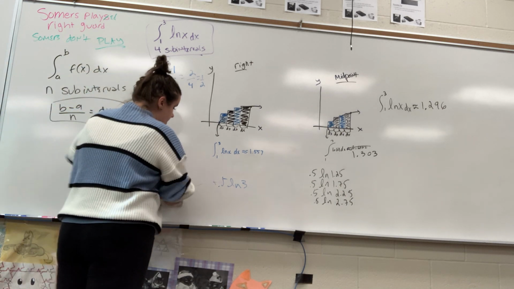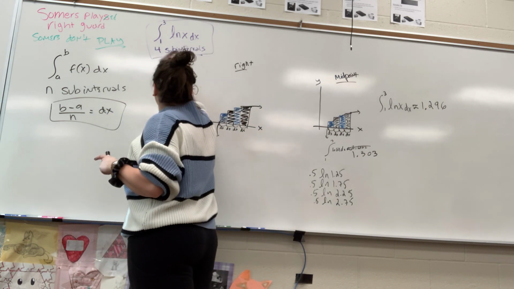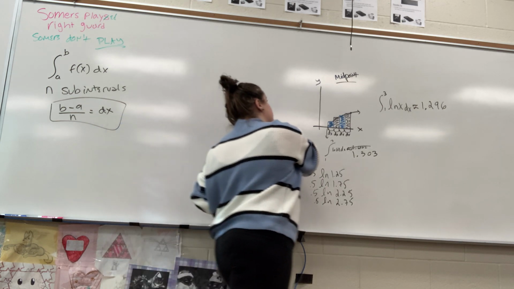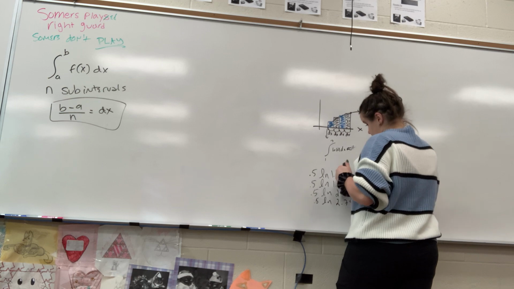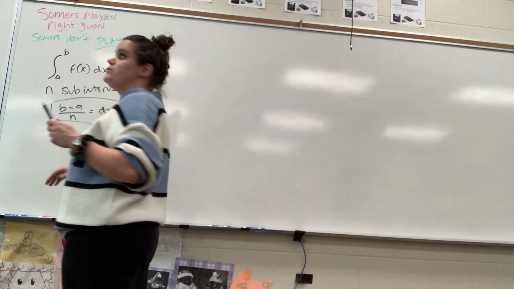So that works if all my subintervals are the same length, if my dx value is the same for all my rectangles. But sometimes I don't have enough information to do that. So you can do it with different dx's? You can, you just have to think about each triangle or each rectangle individually.